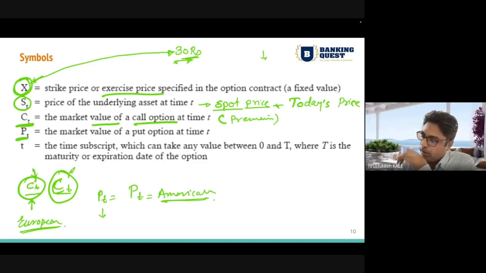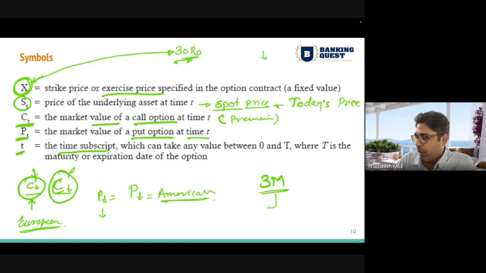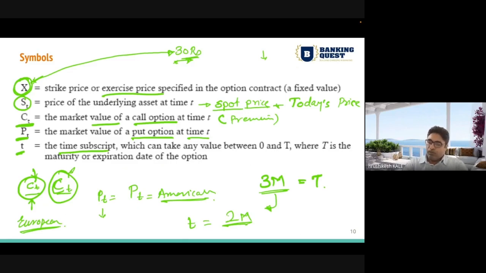PT is put option value at time t. Small t is a time subscript. So my option is for 3 months and I have already covered 1 month. So 2 months are remaining. Then small t will be 2 months and capital T will be 3 months. Now these are 5 major things which you should remember because we are going to use them daily. So let's move ahead.